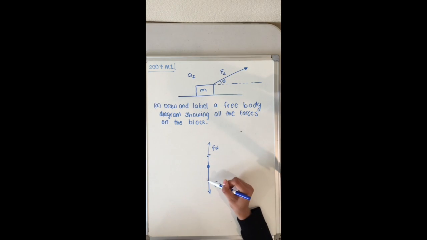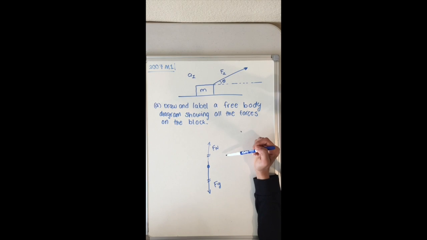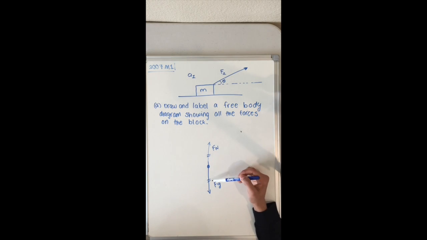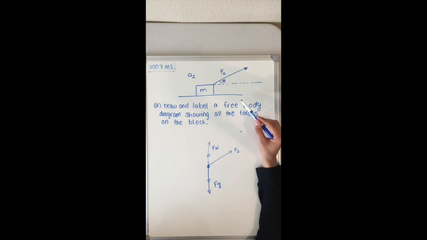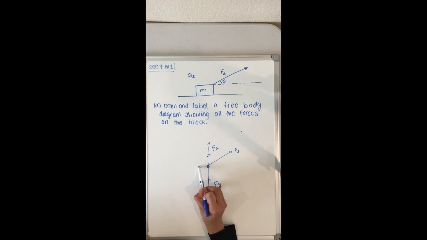Now these are equal because we know that the block is not moving up or down, so there's no net force in the y direction, so we know that Fn is equal to Fg, so we can draw two lines representing that they're equal. Okay, so the next force is F1, so we could just draw that here. And since this is a rough horizontal surface, there is a force of friction that is always applied in the opposite direction of motion. So it is this way. This is the force of friction.